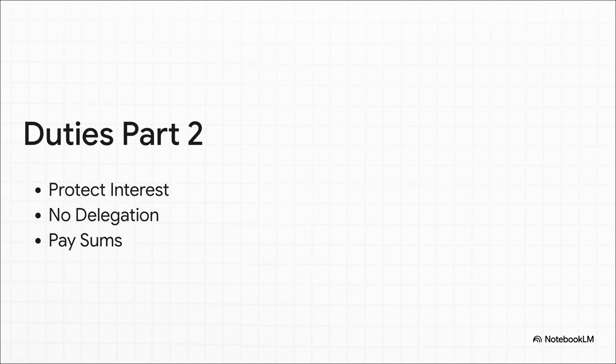Protect principal's interest, Section 209, in emergencies. Not delegate authority, Section 190, only when necessary or customary. Pay sums received, all money received on behalf of the principal.